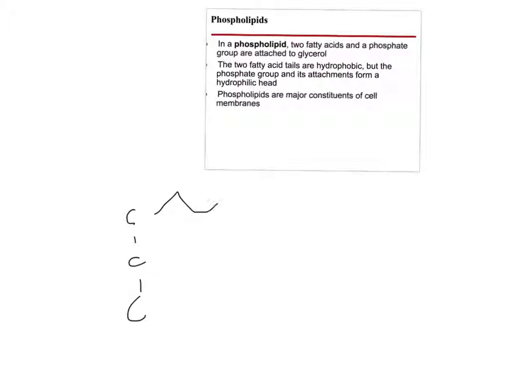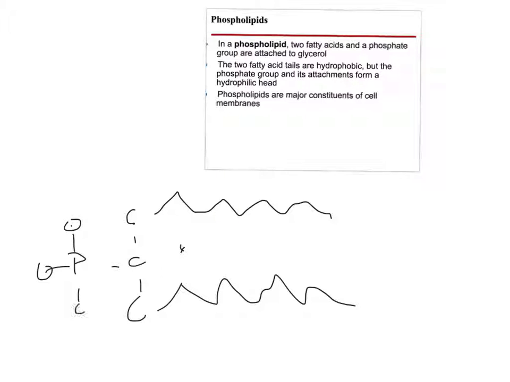And fatty acid side chain. I'm not going to draw all the carbons out. Fatty acid side chain. Okay? And instead of having a 3rd fatty acid side chain right here, we're going to put in a phosphate with oxygens around it. Okay?